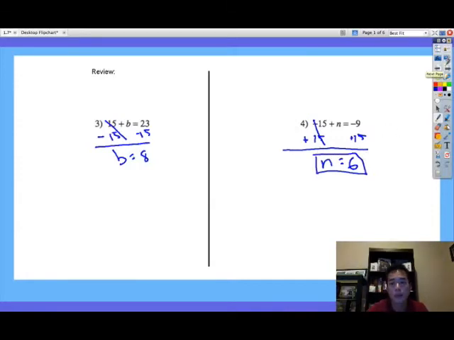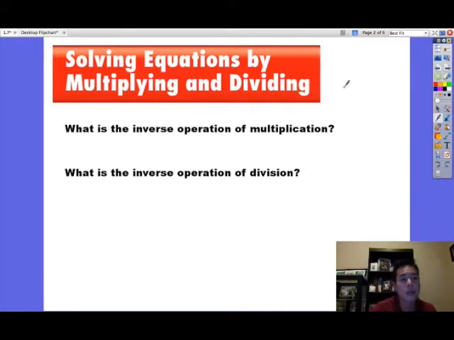And that's a little bit of review from yesterday's lesson. Today we're going to move on to solving equations by multiplying and dividing. My first question is, what is the inverse operation of multiplication? Well, yesterday we talked about the inverse operations of adding is subtracting, and the inverse of subtracting is adding. Today, the inverse operation of multiplying is going to be division.